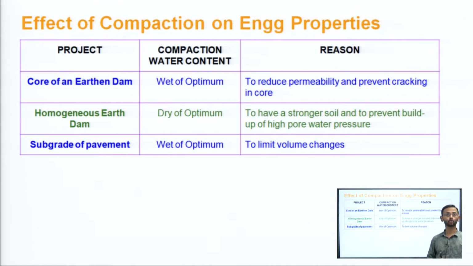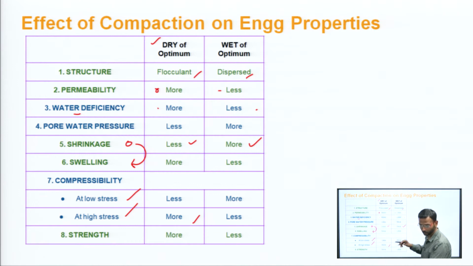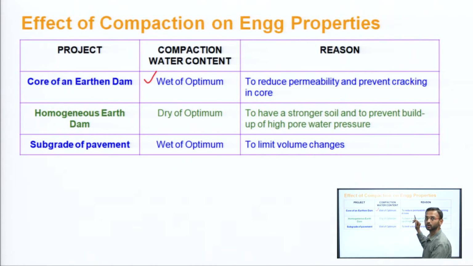When we talk about the core of an earthen dam, there you are using the wet of optimum, that is, you are compacting on the wet of optimum, because you have to reduce the permeability. See here, when we are talking about the permeability, see this point here. On the wet of optimum the permeability is less, and in an earthen dam you try to reduce the seepage. So, to reduce the permeability and prevent cracking in the core, you use this. So, you compact on wet of optimum.